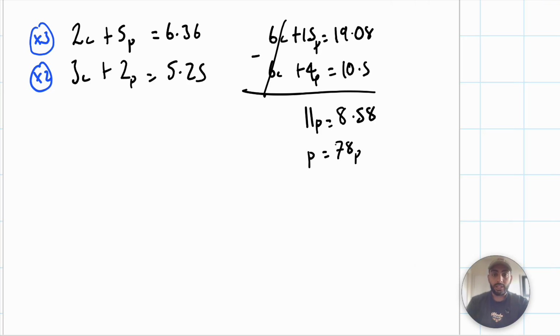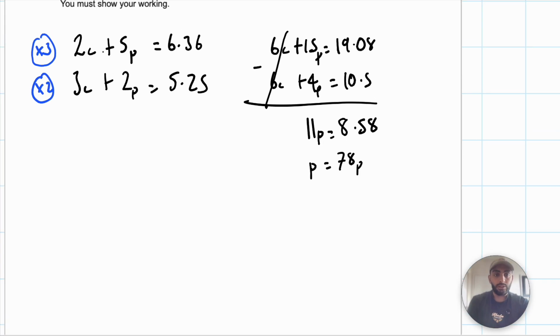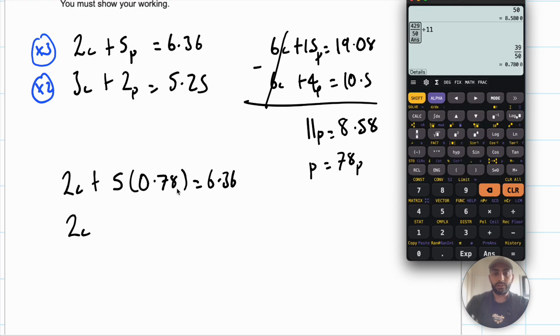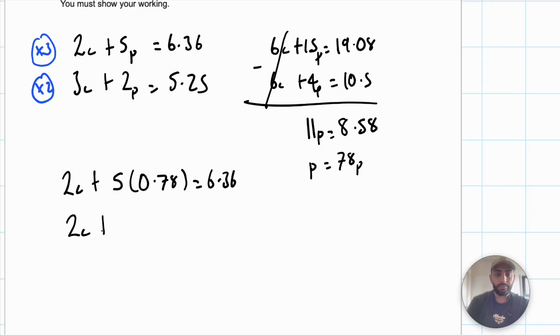Because we have the value of the potatoes, we can find the value of the carrots. So let's substitute p into the first equation. I've got 2c plus 5 lots of p, so 0.78, is equal to £6.36. I'll just substitute it into there. 2c plus 5 times 0.78 gives me £3.90, is equal to £6.36.